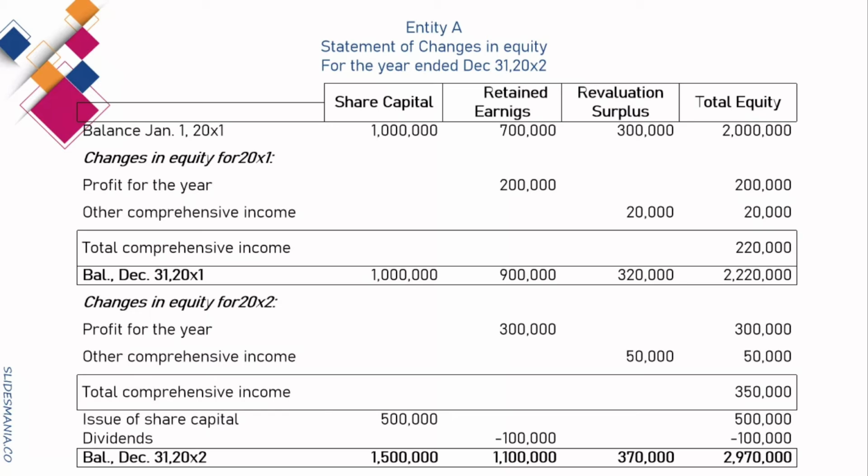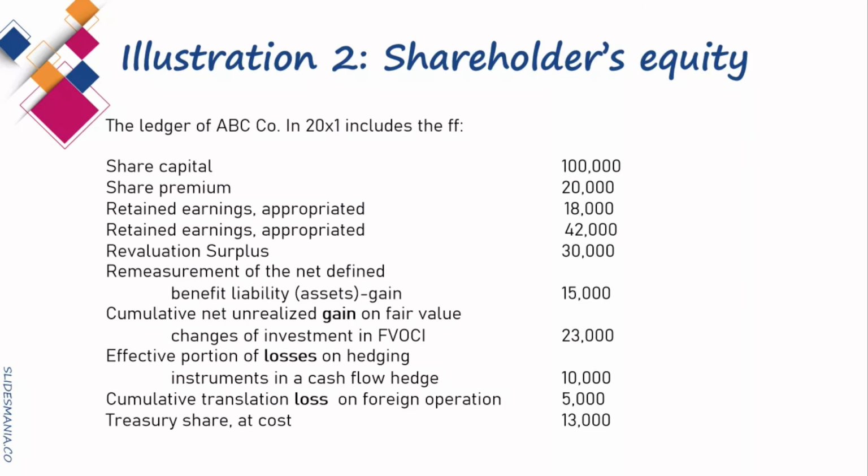So the balance for the year ended December 31, 2000X2 is 1,500,000 for share capital, retained earnings of 1,100,000, revaluation surplus of 370,000 with a total of 2,970,000. Para naman sa illustration natin sa shareholders' equity, the ledger of ABC Company includes the following.